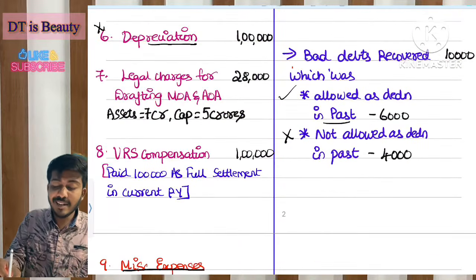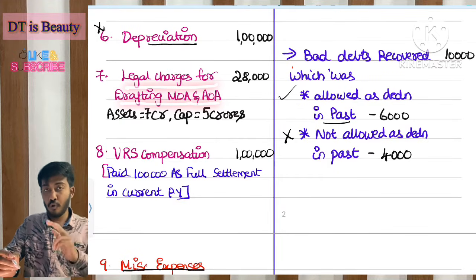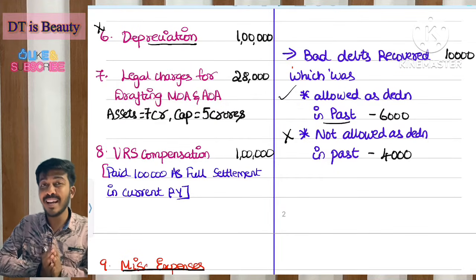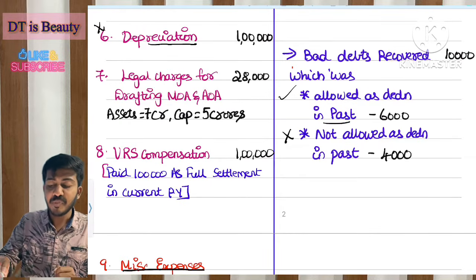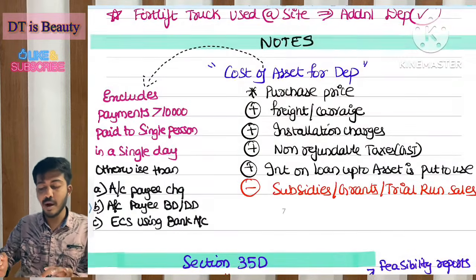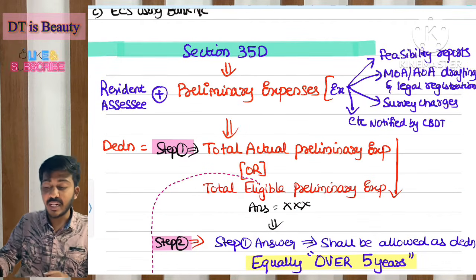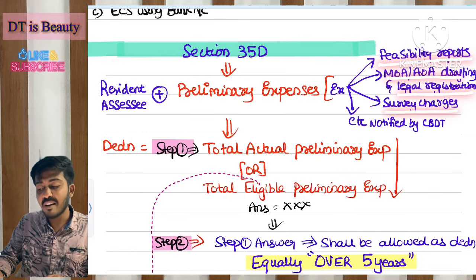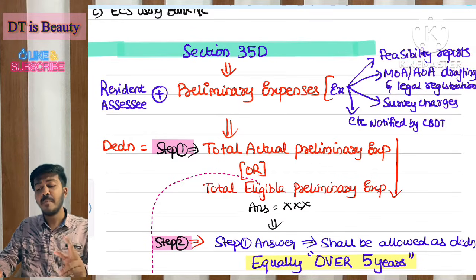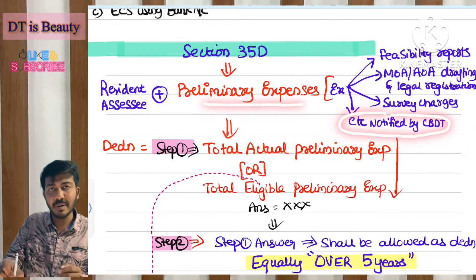Okay. Legal charges for drafting MOA and AOA. Oh, this is called preliminary expenses. If preliminary expenses are given in the question, we will have to go and learn a concept from section 35D. What are preliminary expenses? It is preparing the feasibility reports, preparing and drafting MOA, AOA along with the registration charges, survey charges, engineer charges, and whatever other charges are notified by CBDT will be covered as preliminary expenses.